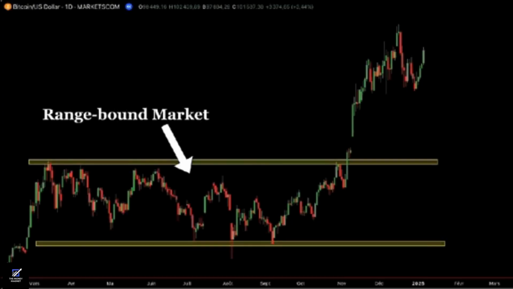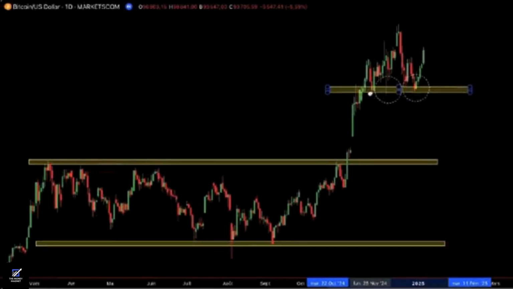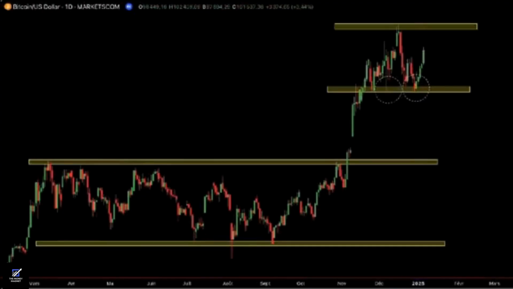But then, we see a breakout. The market finally breaks out of the range and moves strongly to the upside. This tells us that buyers have taken control and the market is now in an uptrend. Here, the market tests this level twice, forming a support level, and then gets rejected, creating a resistance level.